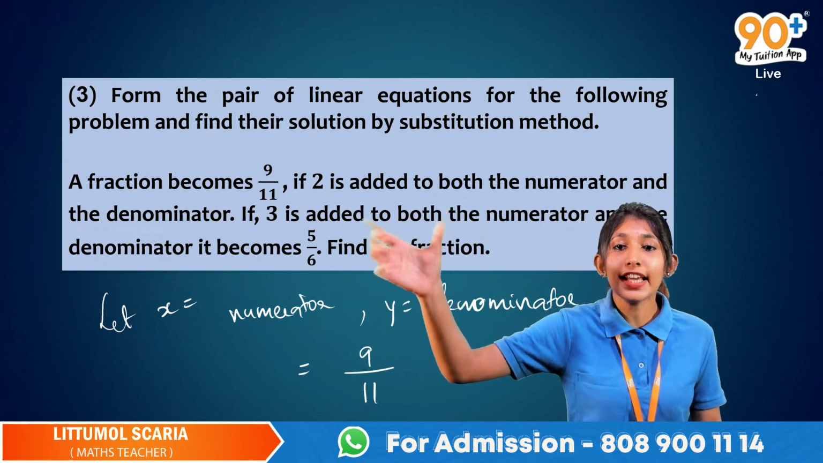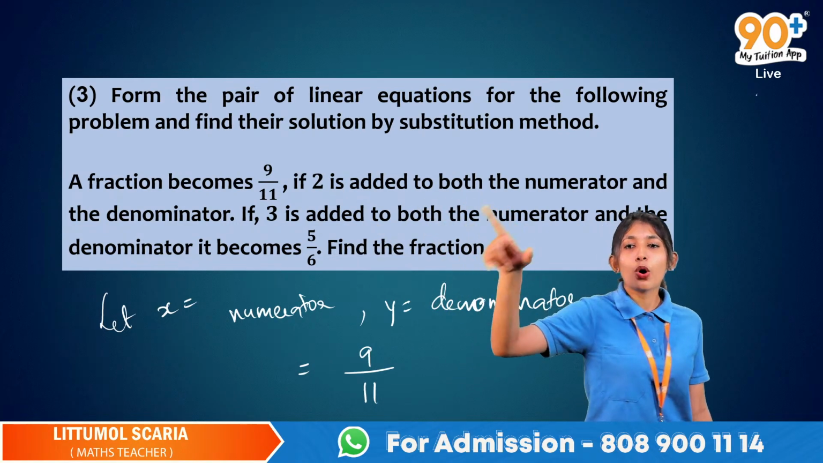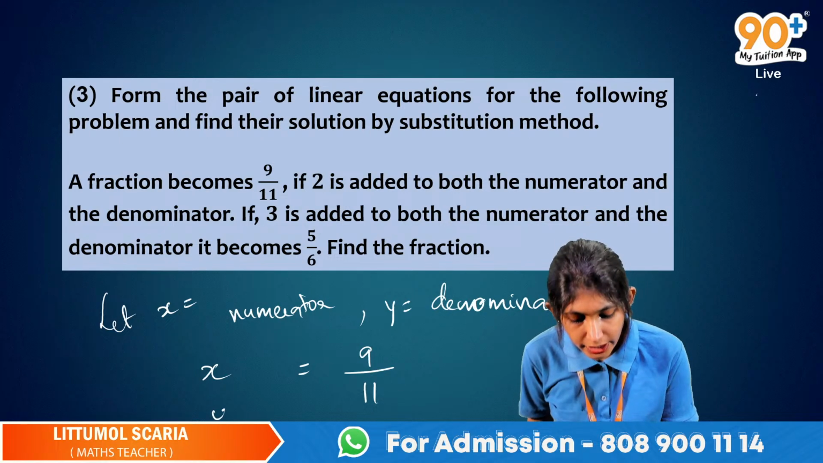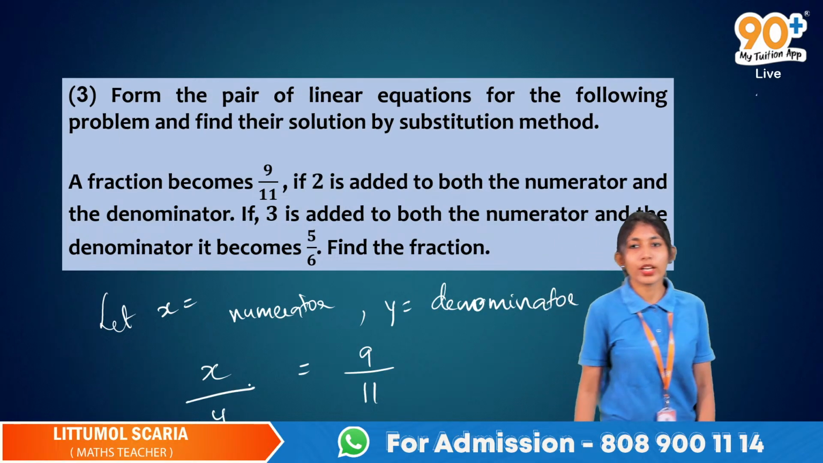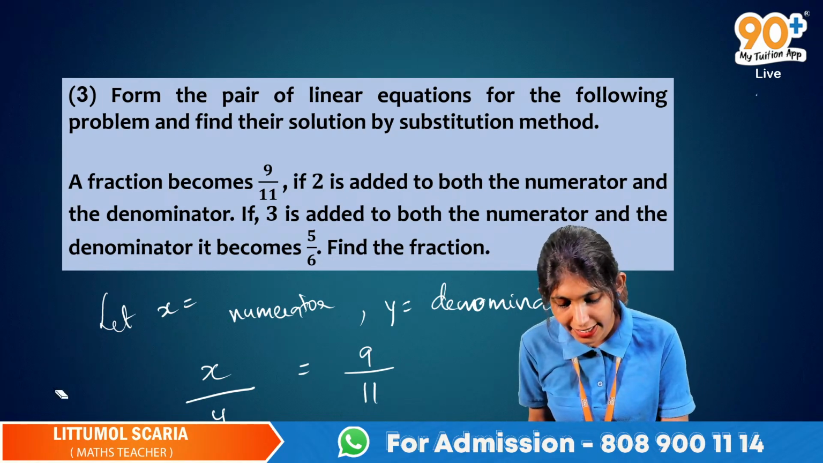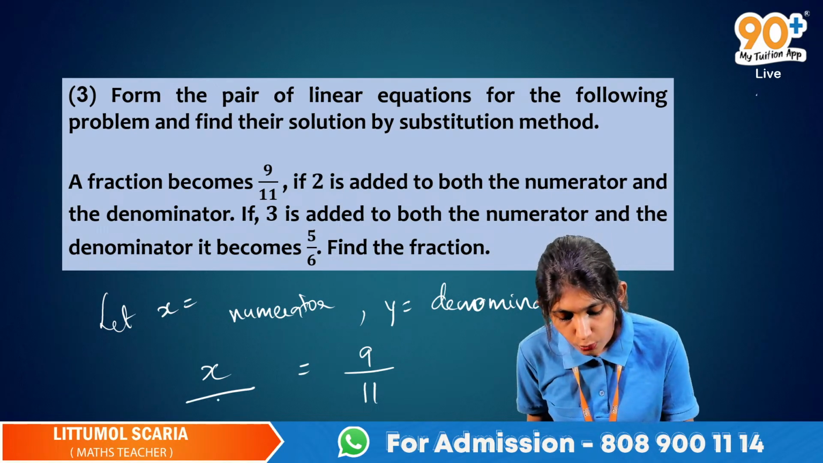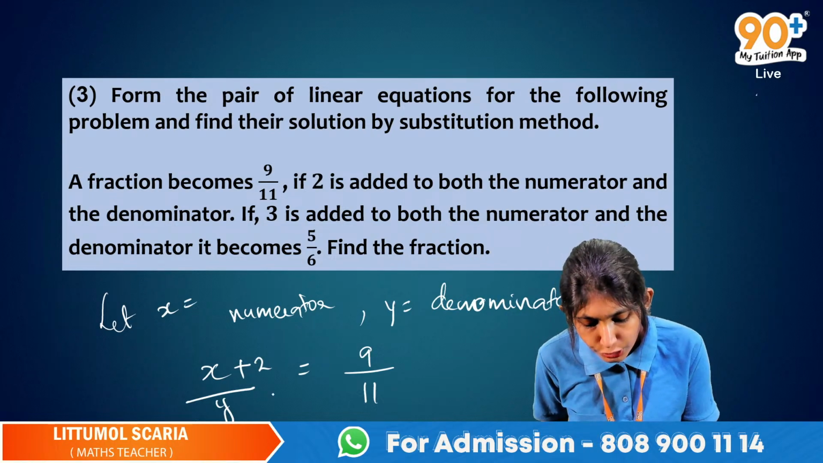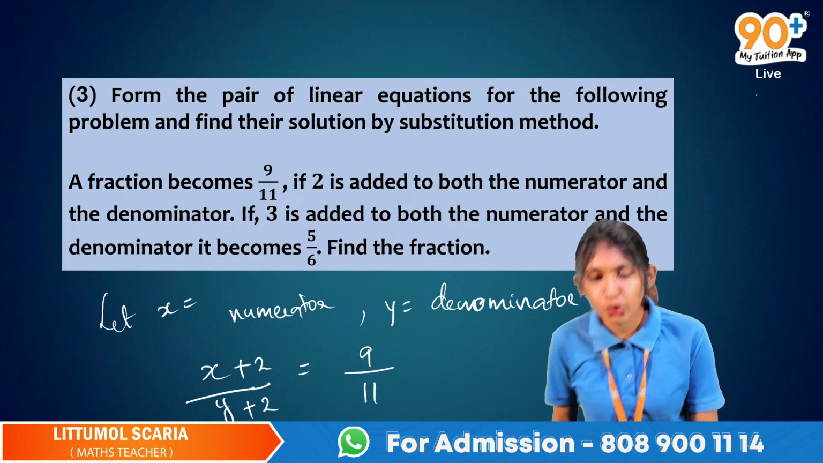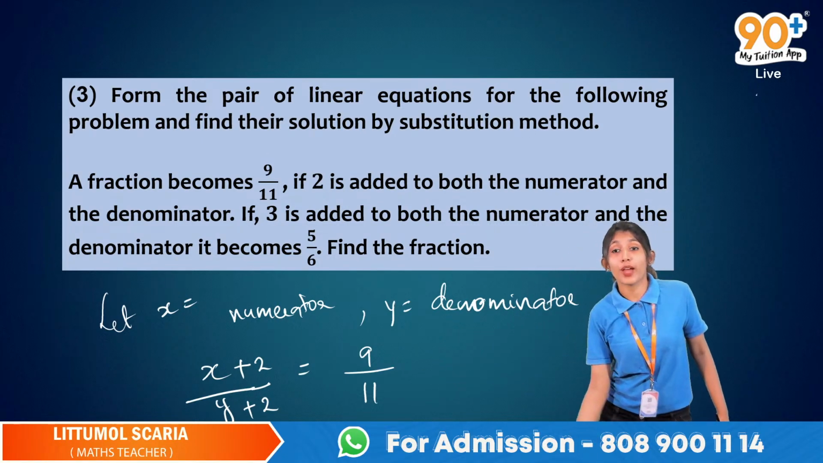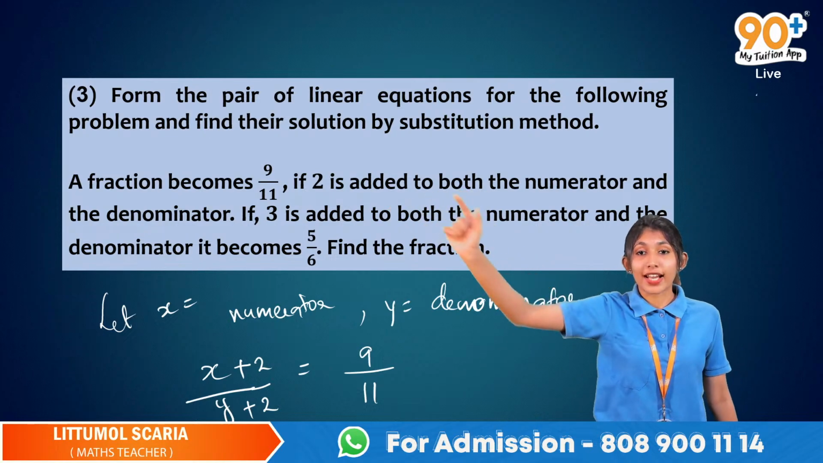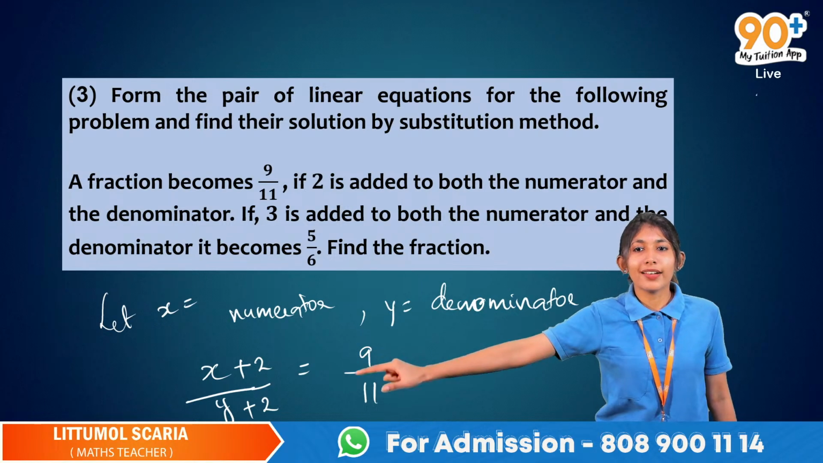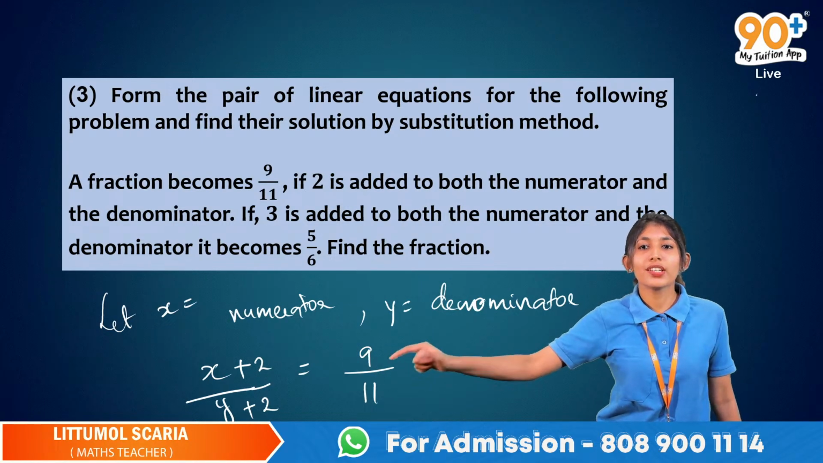When? If 2 is added to both the numerator and denominator. Numerator is x, denominator is y. Now, when will you get 9 by 11? When 2 is added to both numerator and denominator. Add 2 to the numerator and 2 to the denominator, then you get the fraction 9 by 11.